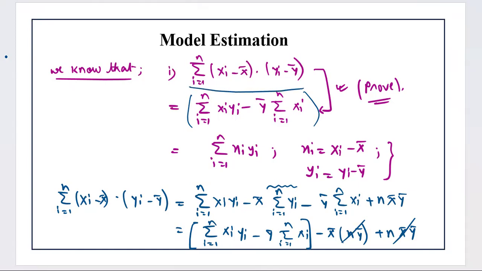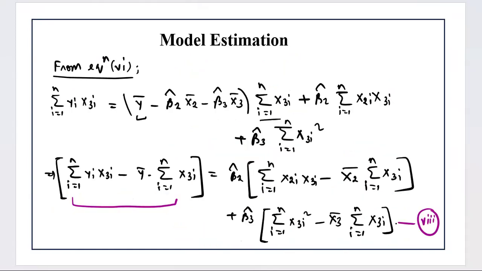And this is also in the deviation form, summation i from 1 to n xi yi. Now, can you find any similarity anywhere? From this expression, see, this is summation xi yi minus y bar into summation xi. And see this particular expression, summation yi x2i minus y bar summation x2i. So what can you say about this? What will this be in the deviation form?